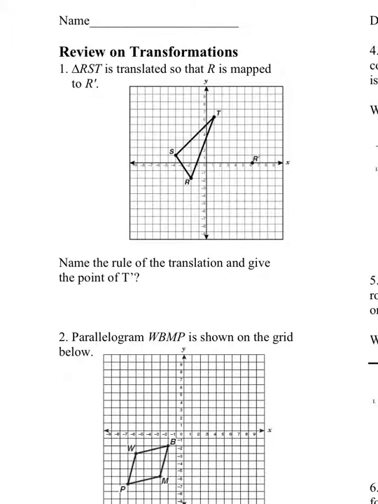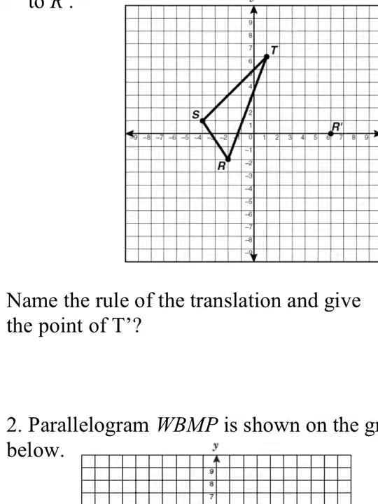All right, guys, we are here for the Unit 9 review. Let's get going. Triangle RST is translated so that R is mapped to R prime. Name the rule of the translation and give the point. So you've got to show how R gets to R prime, of course. And you go up and over. That's 2 up, 8 over.